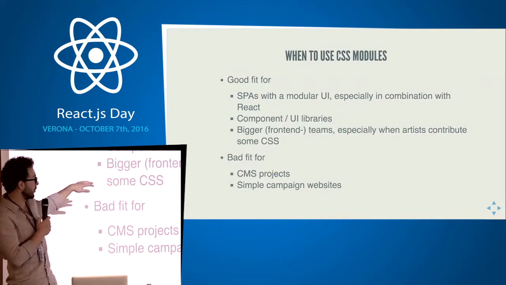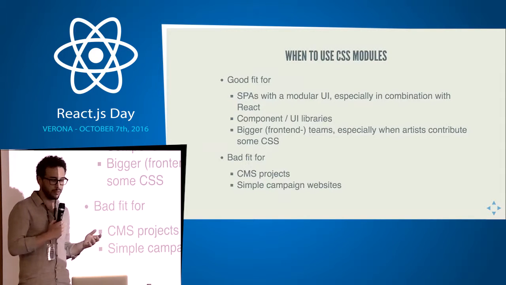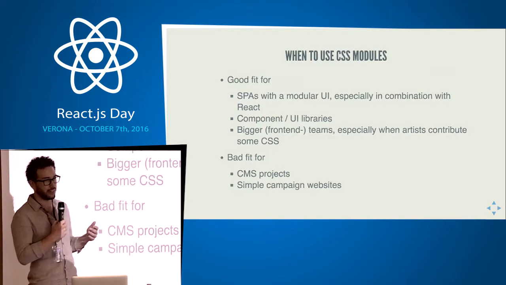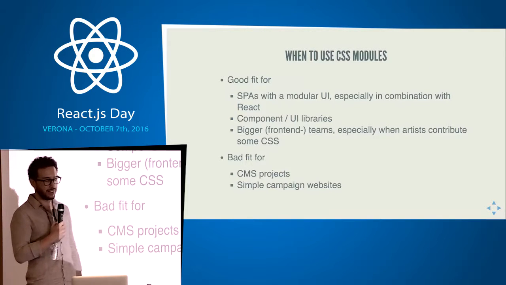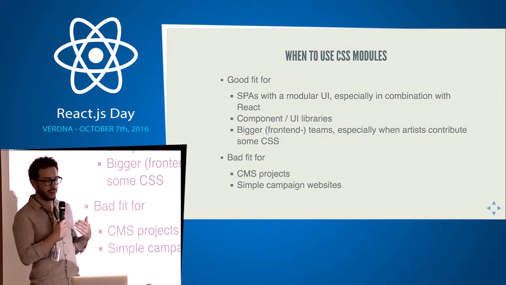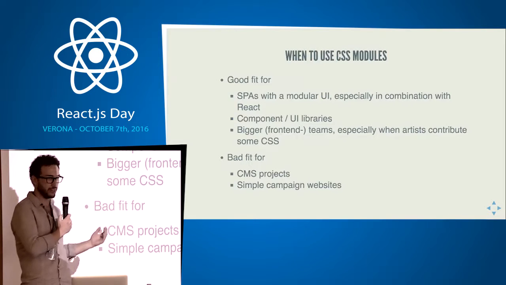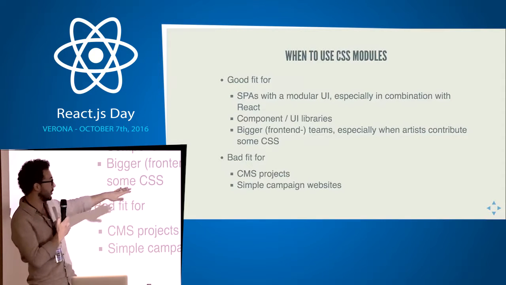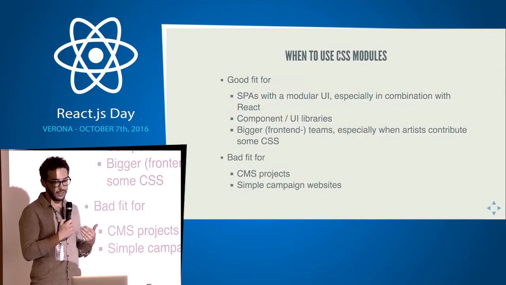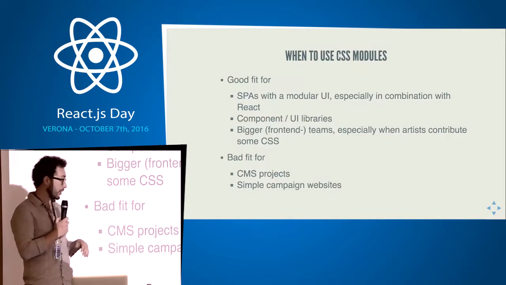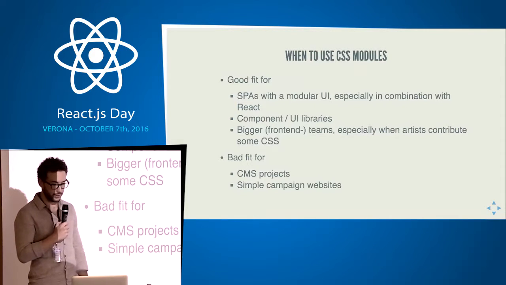And maybe for bigger front-end teams, especially when you have artists contributing CSS, and it's usually hard to explain to artists how to structure the CSS files and BEM and all that stuff. It's probably easier to just get the CSS from the artist, add it as a local module, and they don't overwrite your other stuff in your code base. So this is really nice. You don't have to refactor what you get from the artist. They can contribute easily. So those are the biggest good fits for CSS modules.